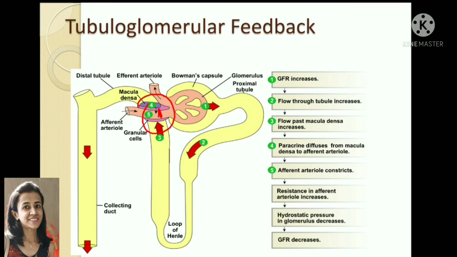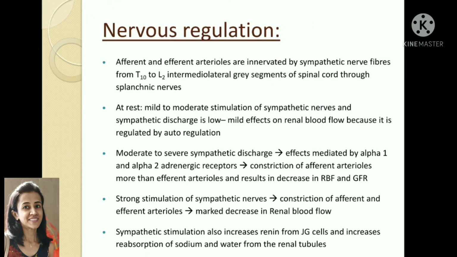What is the physiological significance of autoregulation? Due to autoregulation, as renal blood flow changes, GFR doesn't change much, because small changes in GFR result in great changes in the urine output. It is an effective mechanism for uncoupling renal functions from fluctuations in the arterial pressure, by which it maintains fluid and electrolyte balance. Next is nervous regulation.